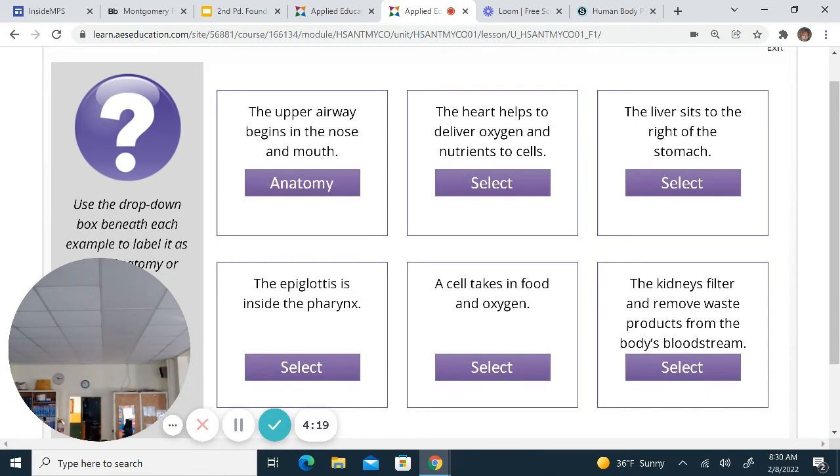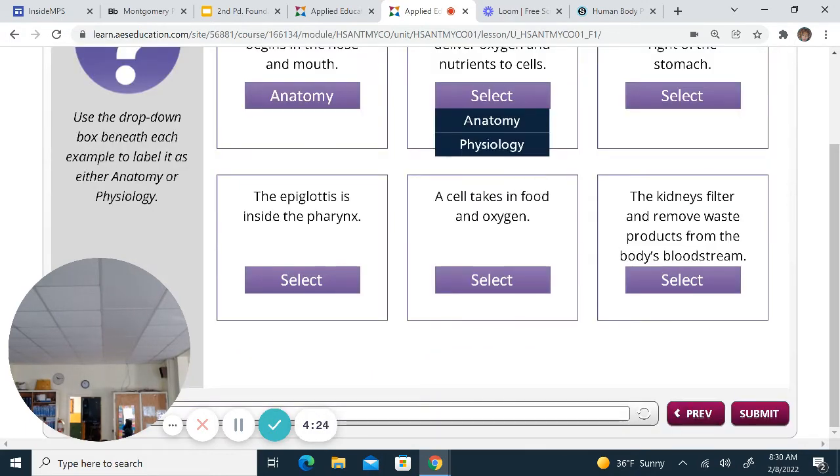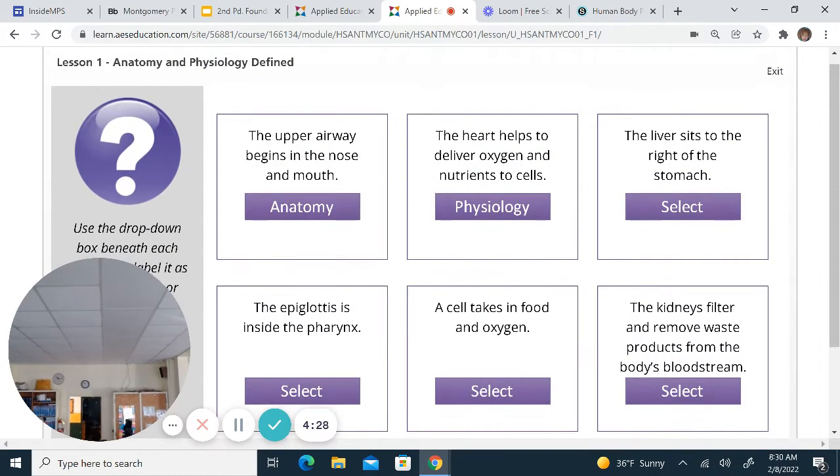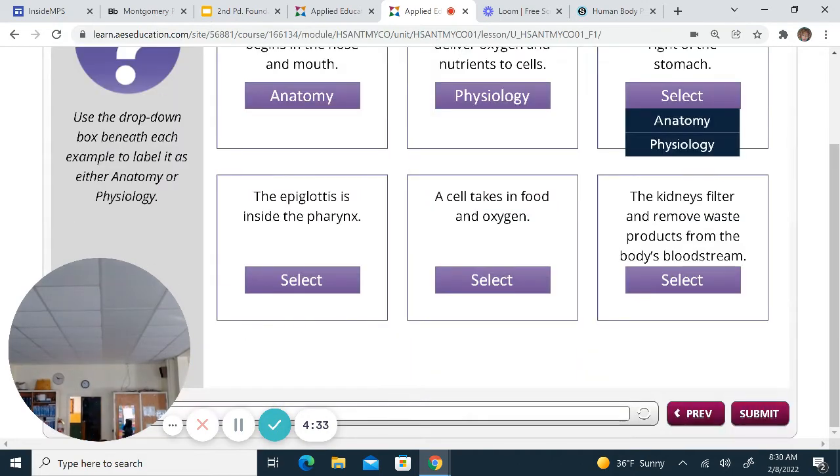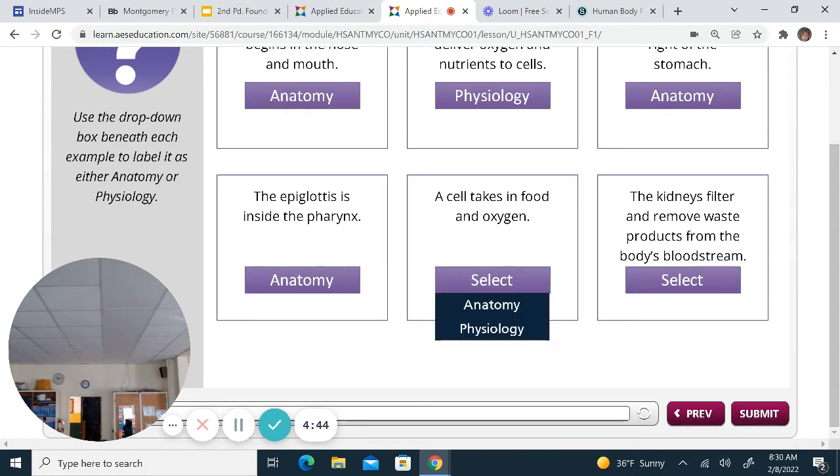Anatomy. Heart helps to deliver oxygen and nutrients to cells. Liver sits to the right of the stomach. Epiglottis is inside the pharynx. A cell takes in food and oxygen. Physiology. Kidneys filter and remove waste products from the body's bloodstream. Right.